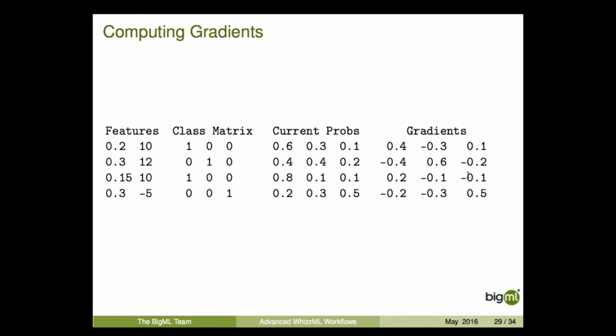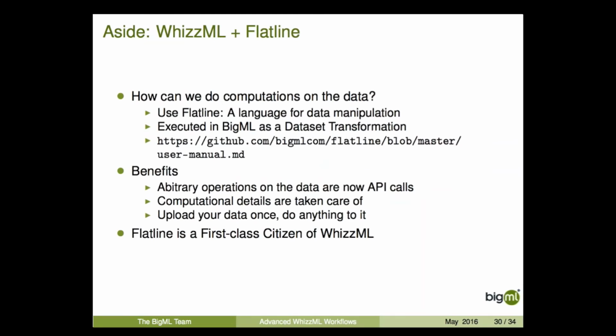And so how do we compute those columns? We want to generate those columns from scratch. And what we're going to do is we're going to use Flatline. What's Flatline? Flatline is a data manipulation language. We use it to transform data sets in BigML. You can see the user manual if you've never used it. But a really important aspect of WhizzML is that Flatline is a first-class citizen of it. And so you can do Flatline transformations in WhizzML without very much hassle.